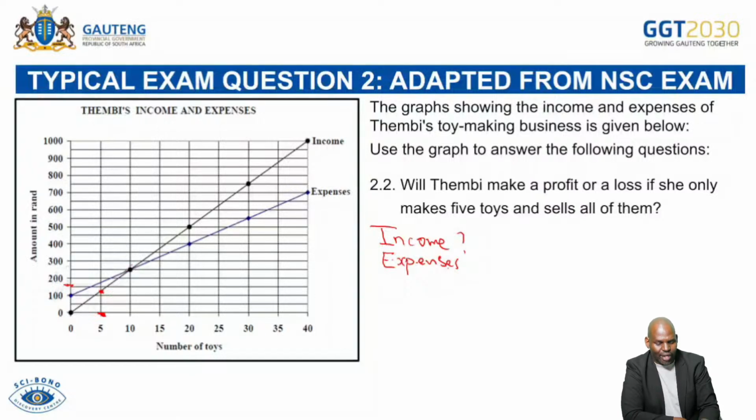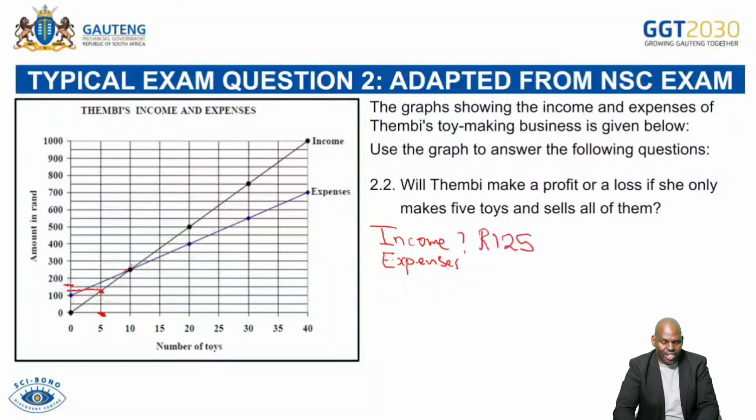Okay, now you check. Think about this. What is the value that is between 100 and 150? If you want to get that value, you can just say on your calculator, 100 plus 150 is going to give you 250. Then you divide it by 2. Then you get 125. So it means the amount here is 125. This is the graph of income. The income is 125 rand.